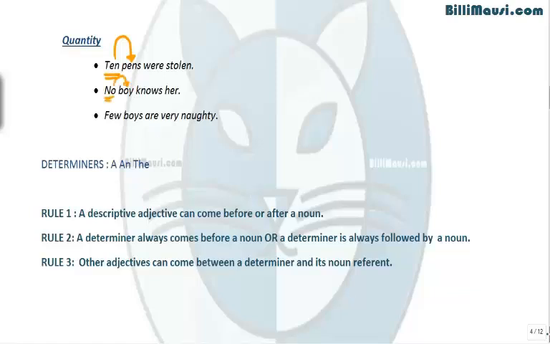How many boys know her? No boy knows her. That means "no" is telling about how many boys know her. So here it is behaving as the determiner of quantity. Few boys are very naughty. Once again, "few" is modifying boys and it is telling about the quantity of boys.